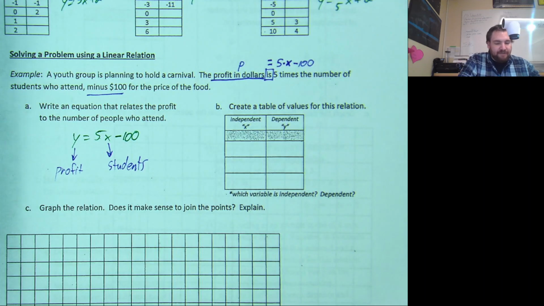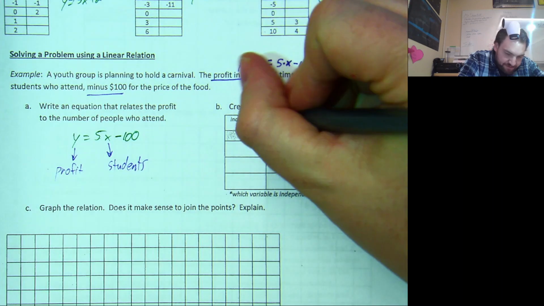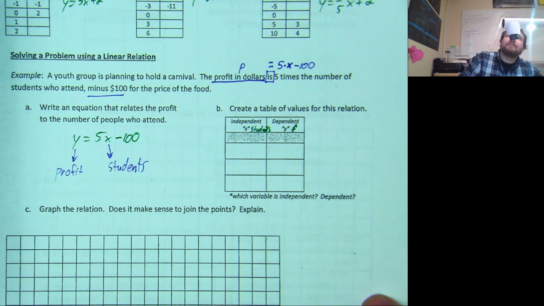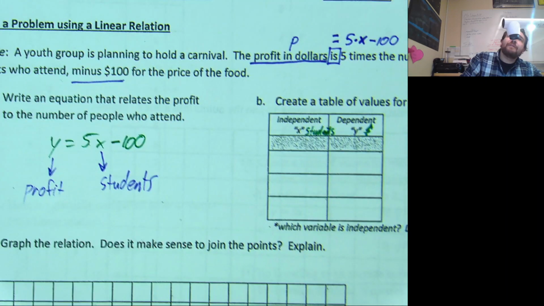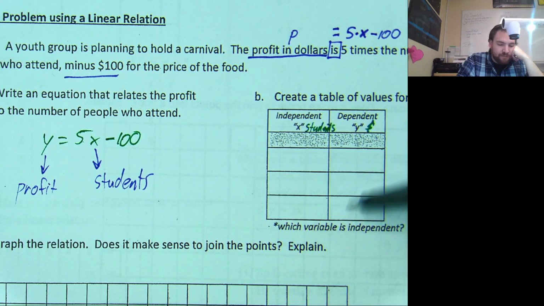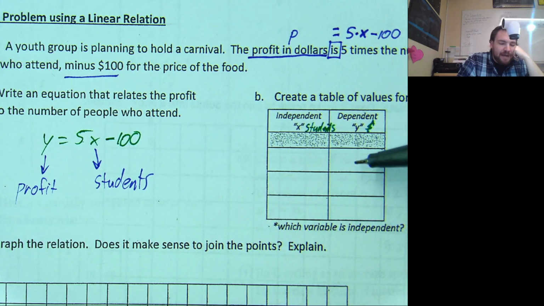So now what we're going to do is create a table of values for this relation. X being the number of students, and Y being money. So if this is my chart, currently empty, and this is the relation, now we're going backwards, we're given the relation, now we have to create the chart. What values are we going to shove in here? What are some values that might make sense?